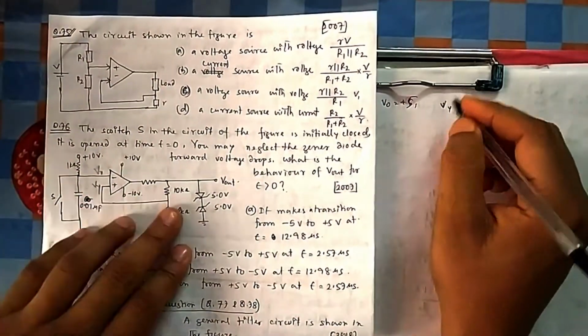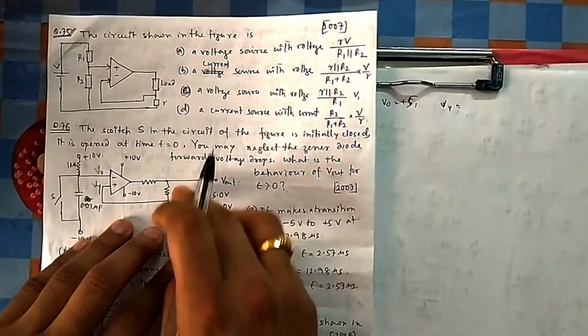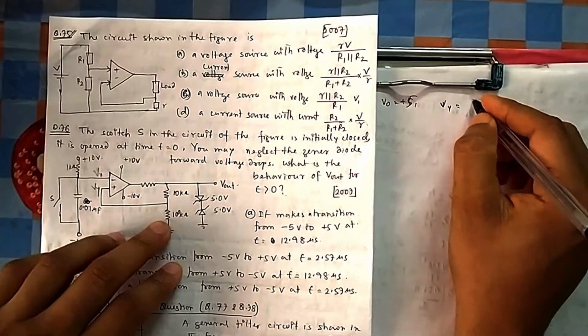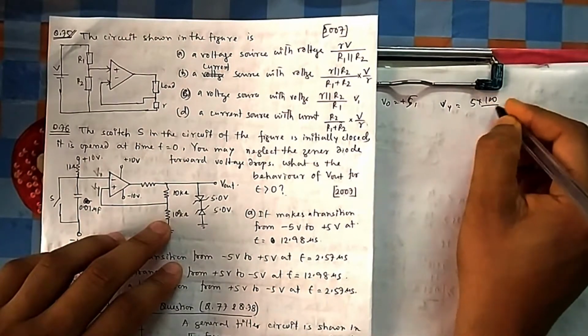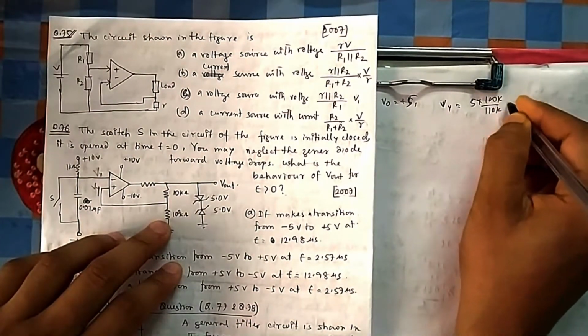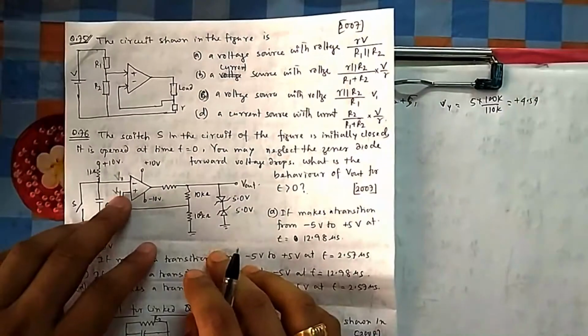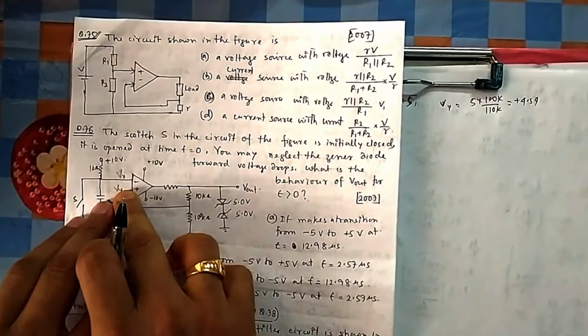This voltage Vy will follow the voltage division law. This 5 volt is divided into 2 parts, and the smaller part is coming here. So it will be 5 into 100 divided by 110, all in kilo. If you do that, it is 4.54. So here the plus 4.54 voltage is there, Vy.